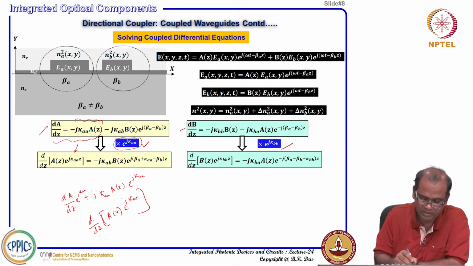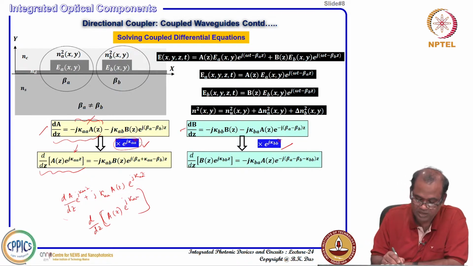So, after multiplication on both sides, the first term on the left hand side can be written in compact form. For a z dependent function, if you take a derivative, the first one will remain dA by dz e to the power j kappa AA z, and here also it should be z. If you are multiplying e to the power j kappa AA z, that is a typo error. So, if you multiply here, it is correctly multiplied, then you get this, and on the right hand side you also multiply e to the power j kappa AA z. Okay. So, if you multiply that one, that is added here.